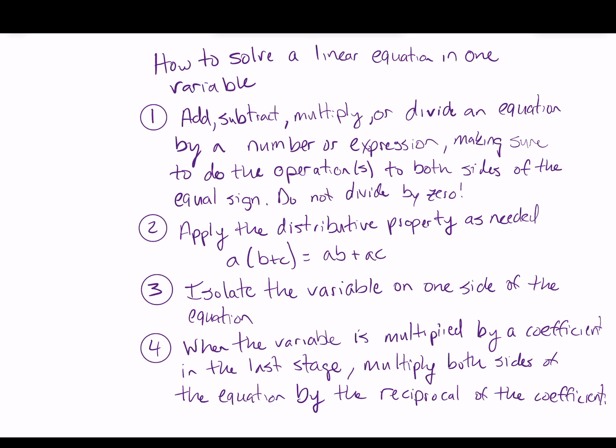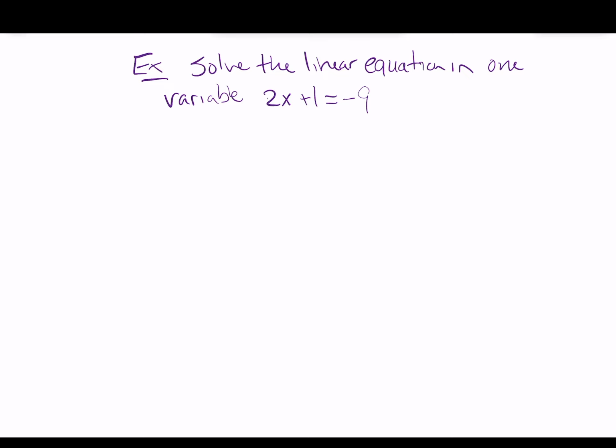Let's try an example. Let's solve the equation in one variable, 2x plus 1 is equal to negative 9. Now this equation can be rewritten in the form ax plus b equal to 0 by subtracting or adding 9 to both sides. However, we can proceed and solve the equation in its original form by performing algebraic operations. The first thing that we want to do is we want to subtract 1 from both sides. That leaves us with 2x is equal to negative 10.